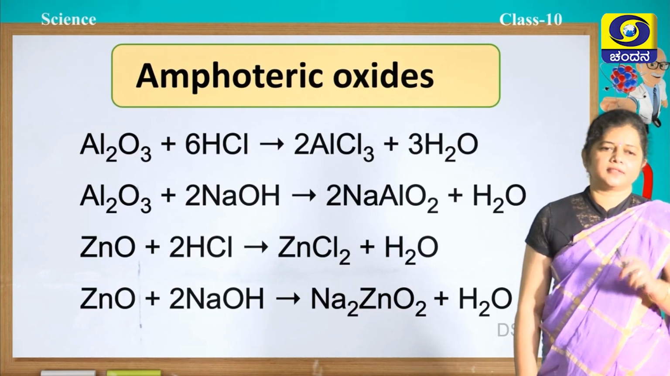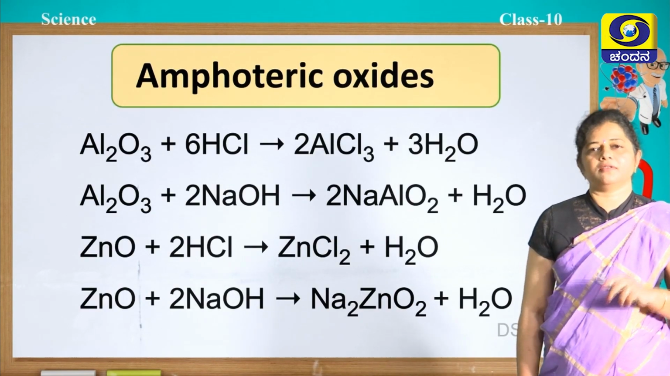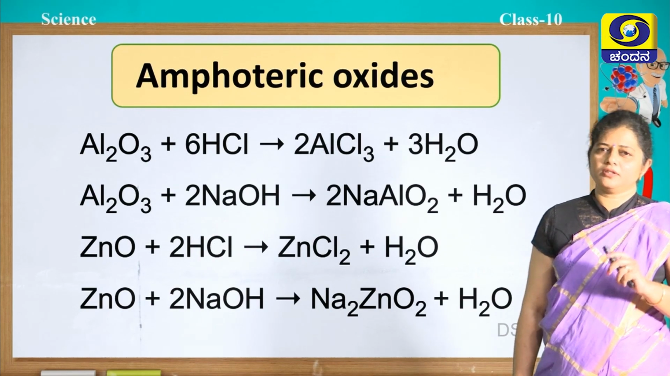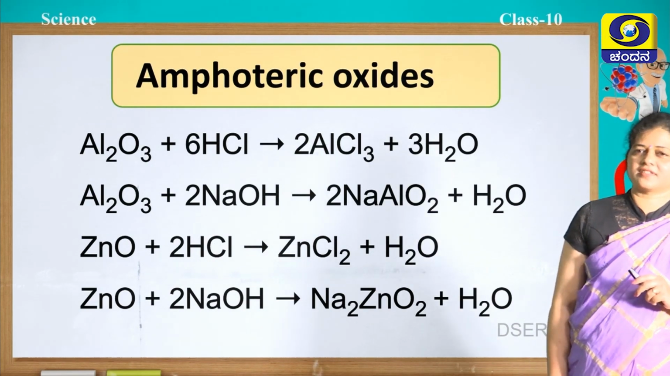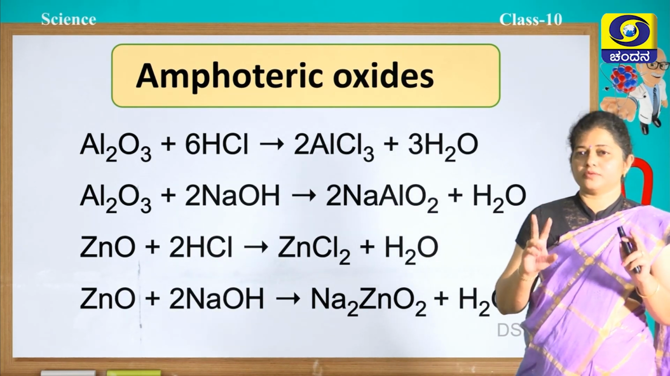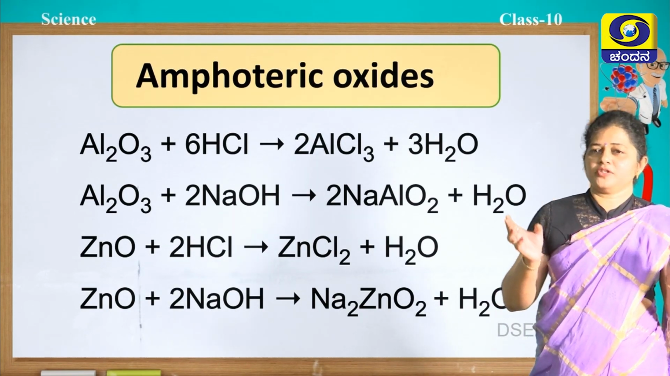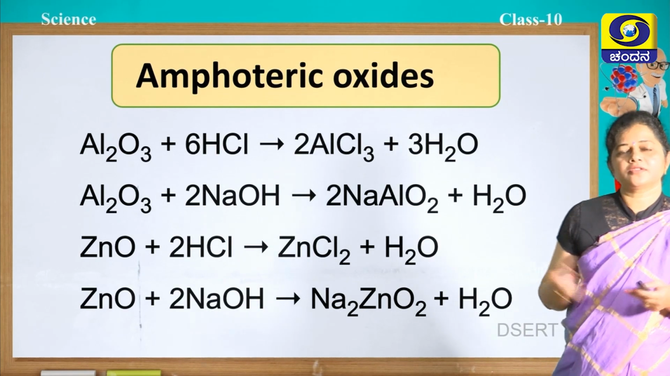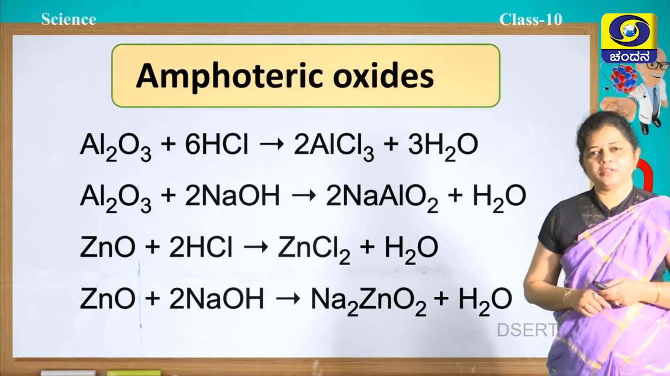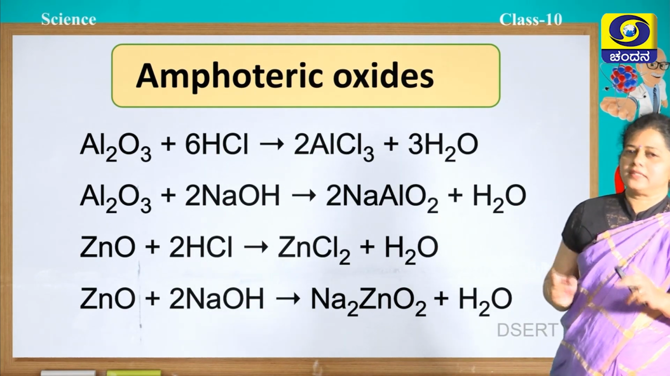Now, let us know something about amphoteric oxides. Now, what are amphoteric oxides? Ampho, 2. So, these oxides actually have dual nature. So, now you can see here there is aluminium oxide and zinc oxide.